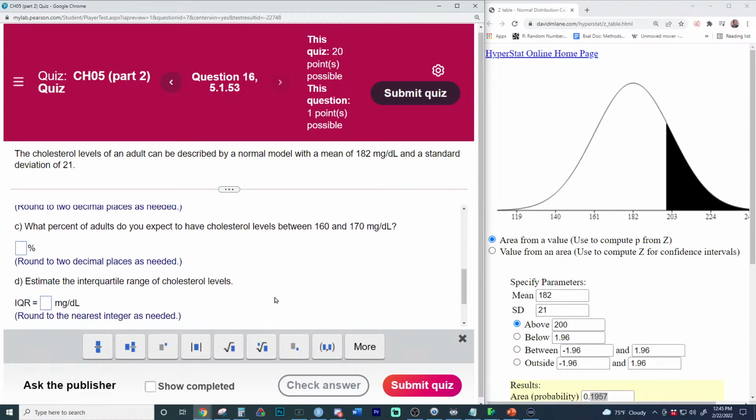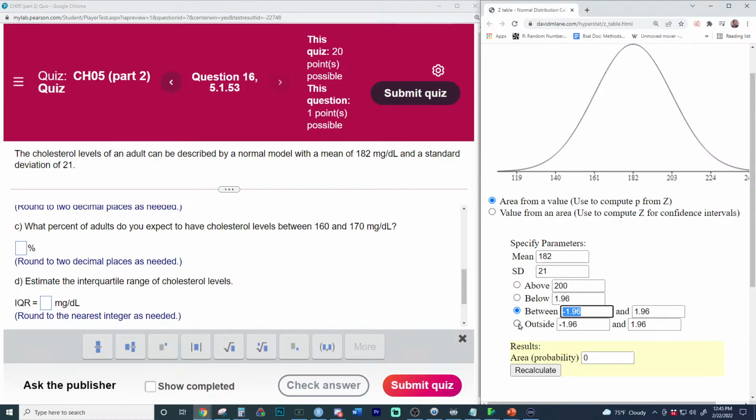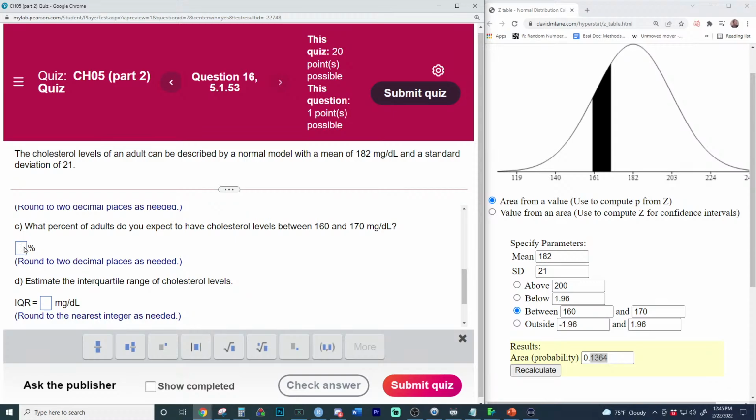What percent of adults do you expect to have cholesterol levels between? So we need to click the between button, 160 to 170. Now that's about here to over here. Well, there's 34% in here, and it's the smaller side of it. So that's going to be about 12%. I just like to guess these for fun. Oh, make sure you type in the numbers correct. 12. I said 12. It's that. Decent guess. Not as close as I'd like to be with my guesses.